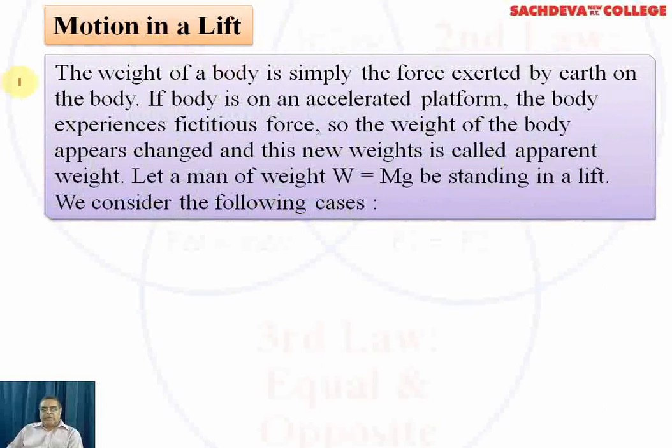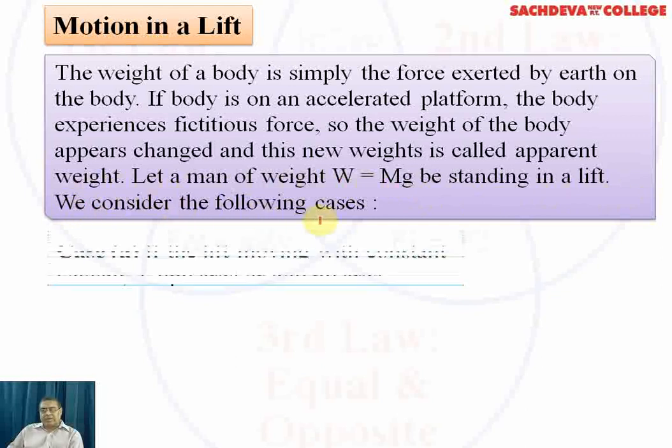Well, motion in a lift is now depicted like this. The weight of the body is simply the force exerted by earth on the body. If the body is on an accelerated platform, the body experiences a fictitious force. So the weight of the body appears changed and this new weight is called apparent weight. Let a man of weight W equal to mg be standing in a lift. We consider the following cases.